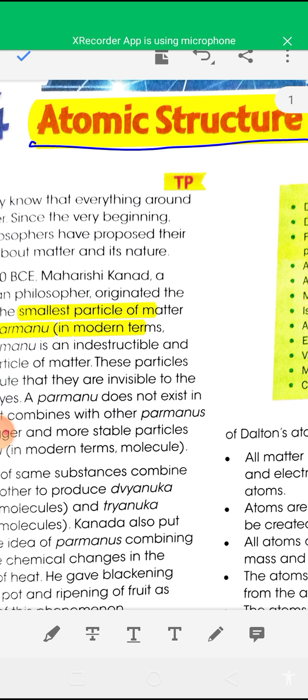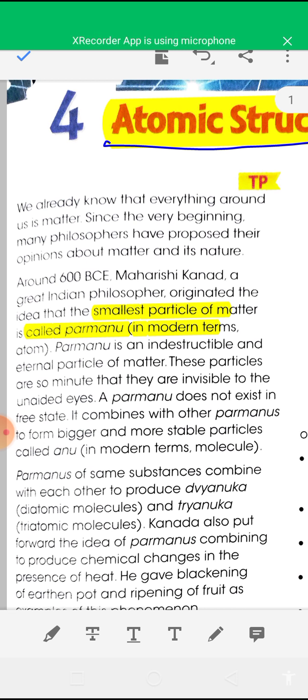You have already studied that everything around us is matter, and matter is composed of very small particles, and these particles are known as atoms. Okay, so the atom is the smallest particle of matter, which is called atom in modern terms, and it is also called parmanu. Smallest particle of matter, that is parmanu or atom.